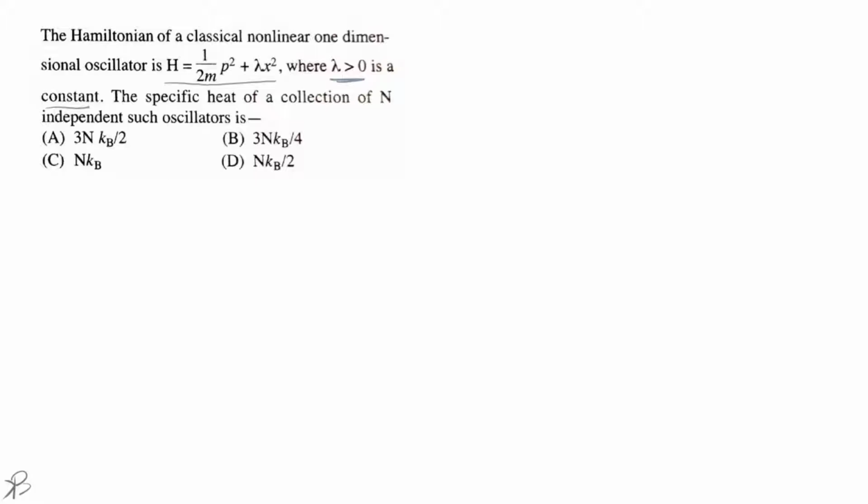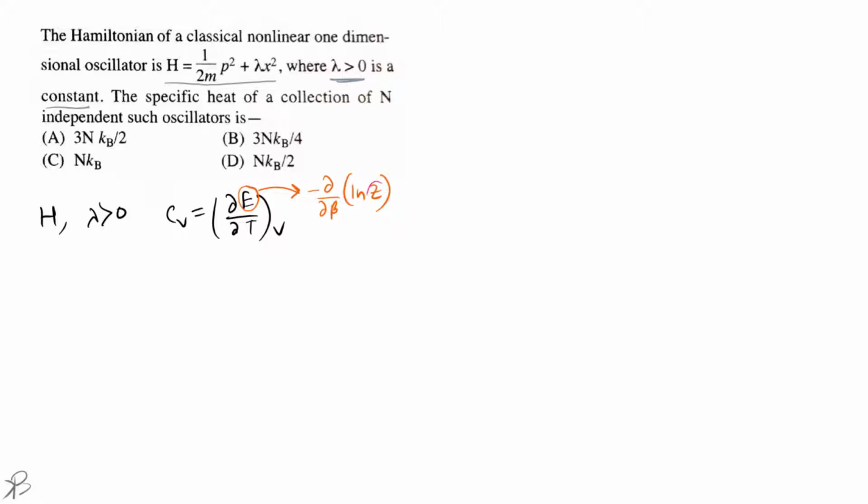So in this problem, H is given and it is given λ is greater than 0, and we need to find the specific heat, that is Cv. To start with, we know that Cv is equal to ∂E/∂T at constant V, and the E is represented as minus ∂/∂β of ln Z, where Z is the partition function.